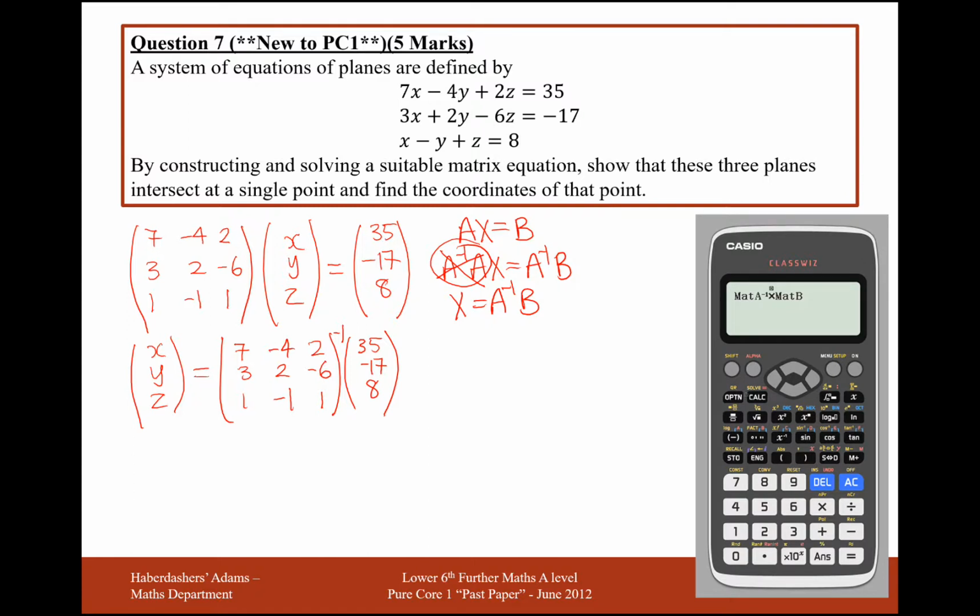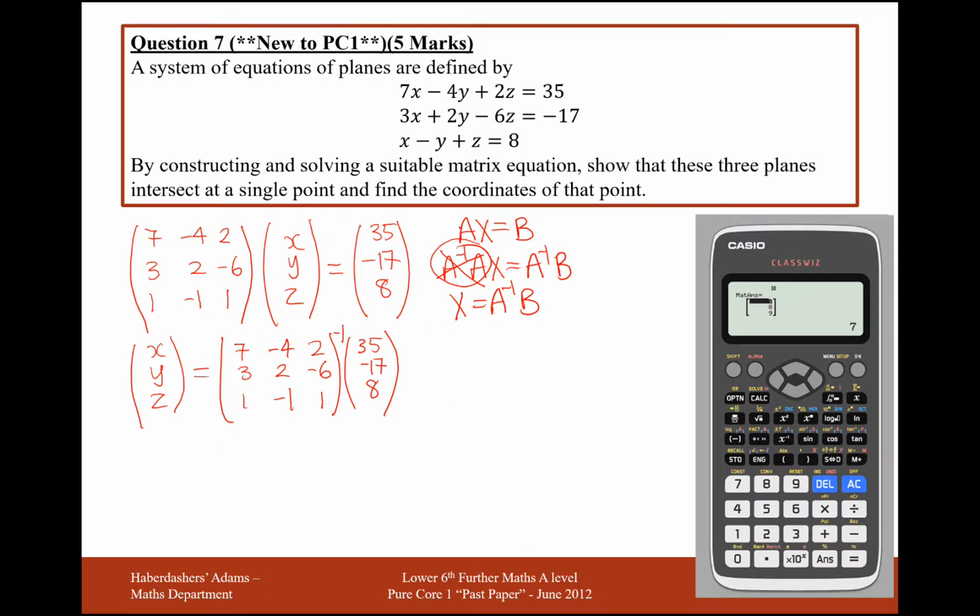And the way you do that is you would select the options value, select option number 3 to recall matrix A, select the -1 power button on your calculator and that will invert it for you, and then multiply by option number 4 to select matrix B there. Press enter on your calculator and you get your answer.